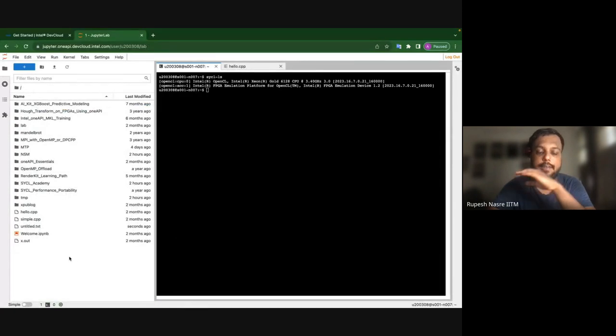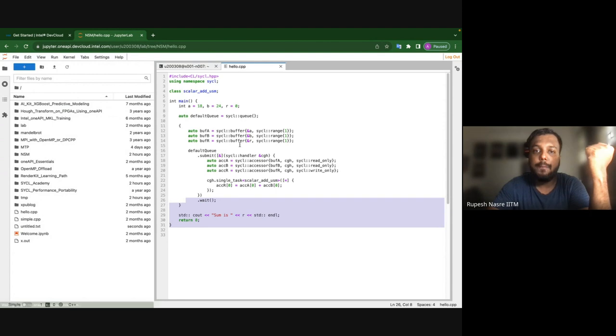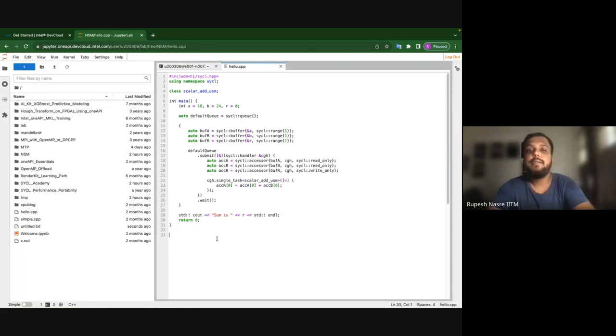Let's suppose I've created a SYCL CPP file over here, and I have some pre-written code. So what happens in this code? Don't worry about the buffer, the queue, and the accessor; I've explained each of them to you. What is the work of the buffer? It just takes the data and provides data to the device. That's the work of the buffer.